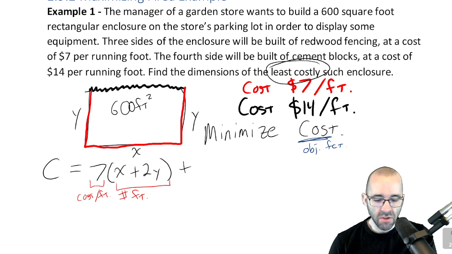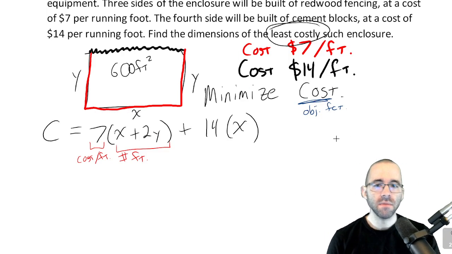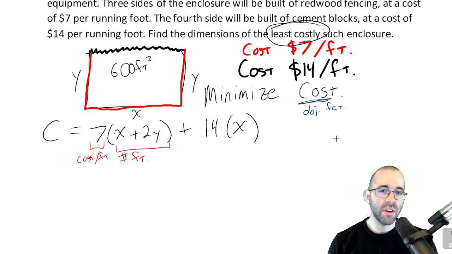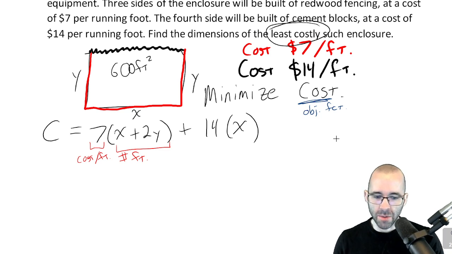Now we just do the same thing for the other one, right? $14 per foot for the cement blocks. How many feet of cement blocks do we have? X. So now our objective function has 2 variables. We can't use calculus yet to minimize a function of 2 variables. We won't be doing that in this class, but in other classes, you can use calculus for however many variables. Right now, we just do 1 variable at a time.